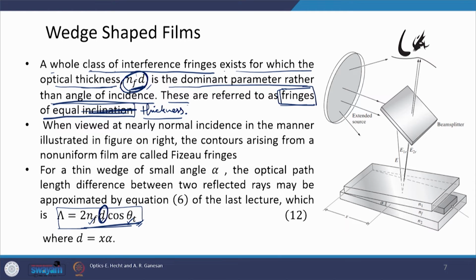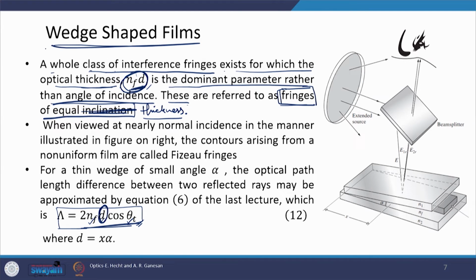Therefore, we studied two types of fringes. First is called fringes of equal inclination, which we study in case of parallel film, and the second type of fringes is called fringes of equal thickness, and this type of fringes appears where the thickness varies, and the best example is wedge-shaped film. Therefore, under this topic we will talk about this type of fringes which are called fringes of equal thickness.